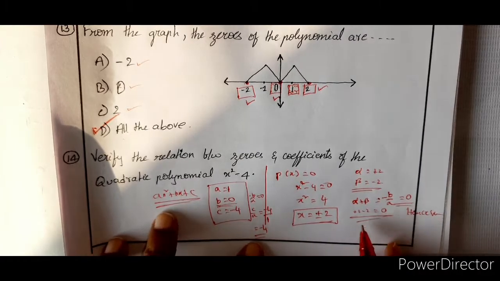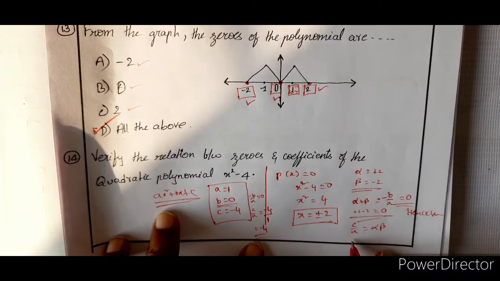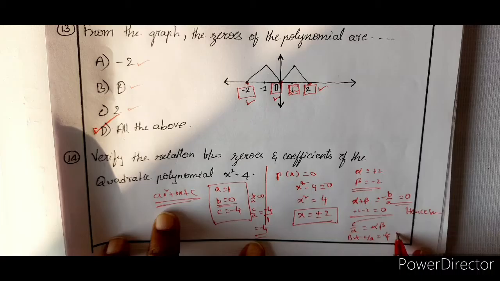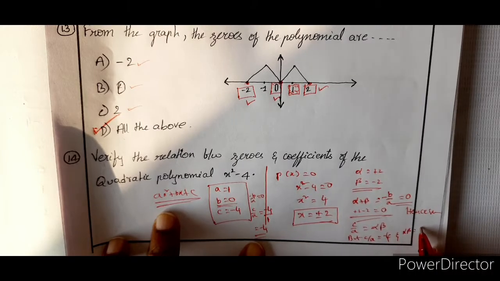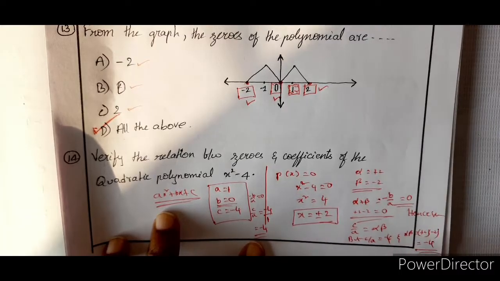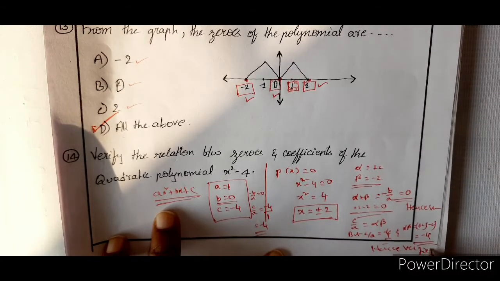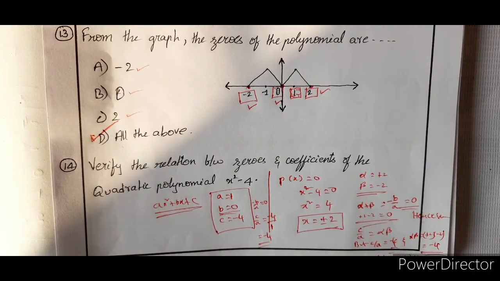Now here c by a is equal to alpha into beta. c by a is equal to minus 4, and alpha into beta is equal to plus 2 into minus 2, which is minus 4. Hence verified. Okay, note it down please.